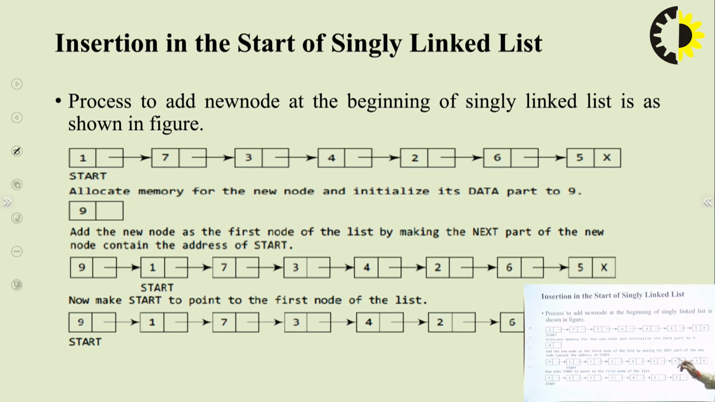This is the pictorial representation of the insertion at the beginning or at the start of the linked list. Suppose this is the given linked list, which contains these same nodes. Now we want to insert a new node in the beginning of this linked list. Initially start is this, and this is the new node that we are going to insert.